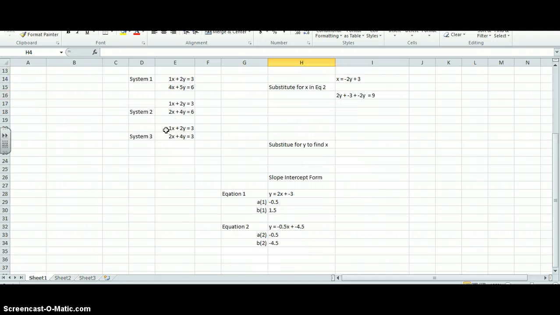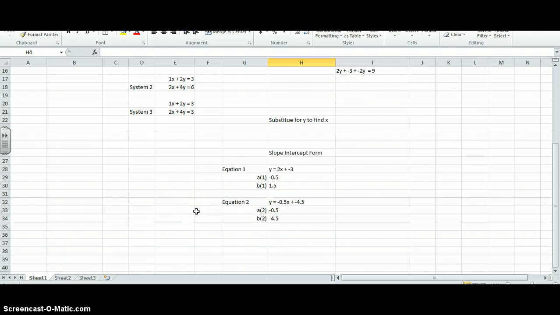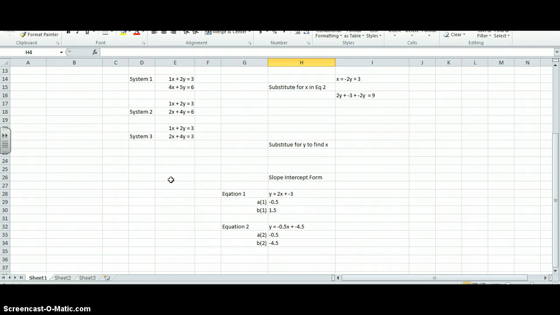To help solve my spreadsheet, I created slope-intercept form, and so in order for two lines to be parallel, you'll see that their slopes have to be the opposite reciprocals of each other. So look at here, the slope in equation 1 is 2, and the slope in equation 2 is negative 0.5, which is the opposite reciprocal of 2, which makes sense then that there's no solution and these lines are parallel.